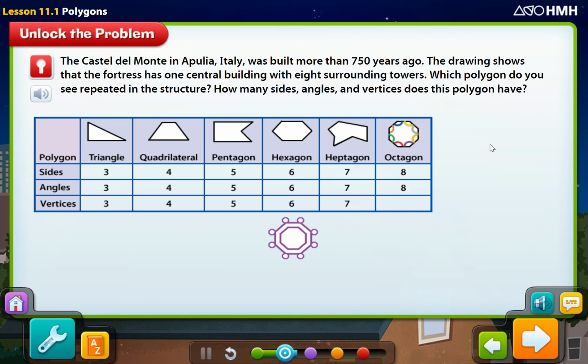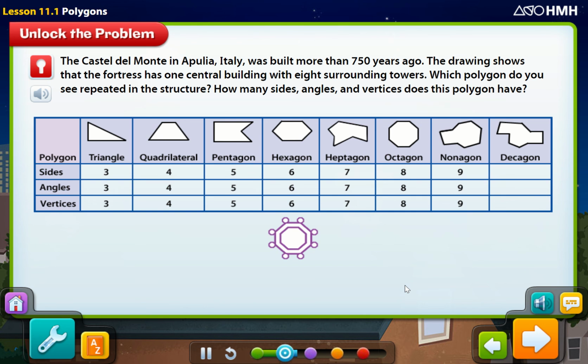I wonder what the next one is called. And 8 vertices. What are the characteristics of the next polygon, the nonagon? The nonagon, that's cool. Kind of sounds like nineagon. Well, it's going to be 9, right? The nonagon has 9 sides, 9 angles, and 9 vertices.